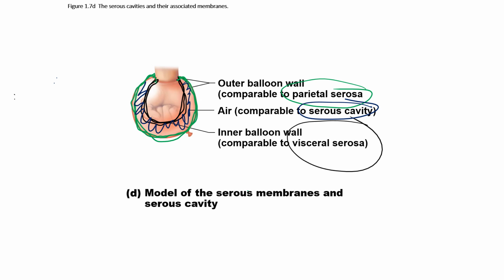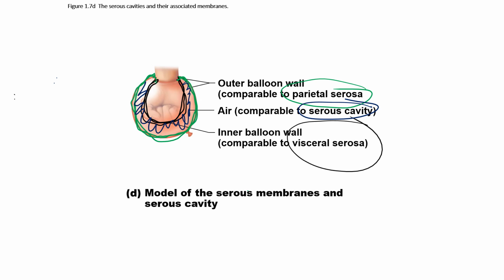There are some exceptions to this rule, but let's say this: most of the internal organs in our body exist within these serous membranes. The heart exists within a serous membrane. The lungs do. The liver does. The intestines do. They exist within these actual serous membranes.